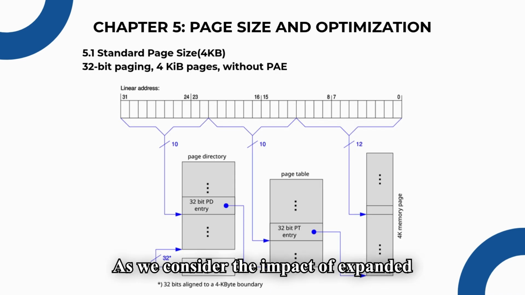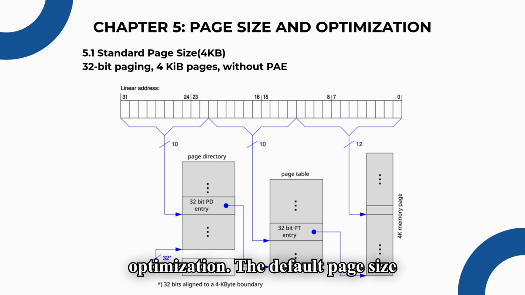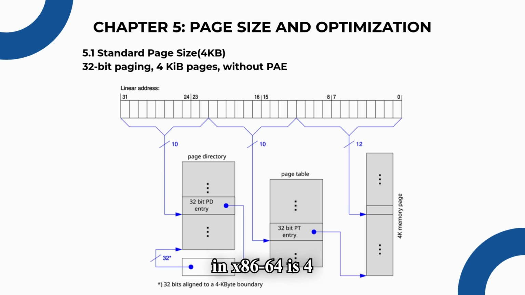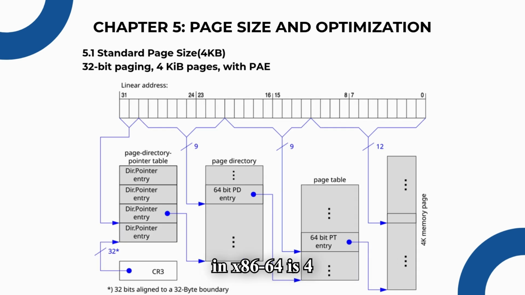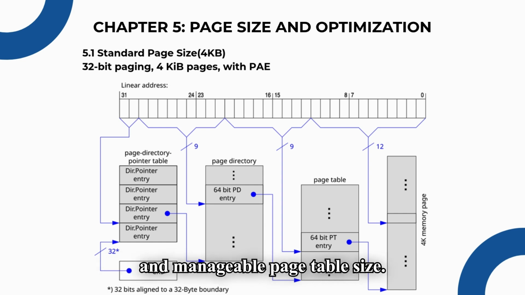As we consider the impact of expanded address spaces, let's focus on the different page sizes supported by x86-64 and their optimization. The default page size in x86-64 is 4 KB. This size strikes a balance between efficient memory usage and manageable page table size.